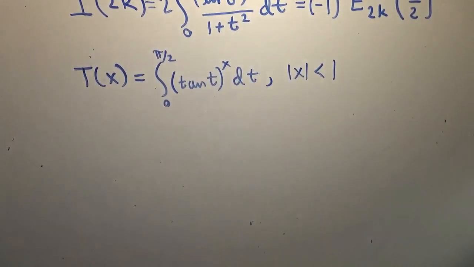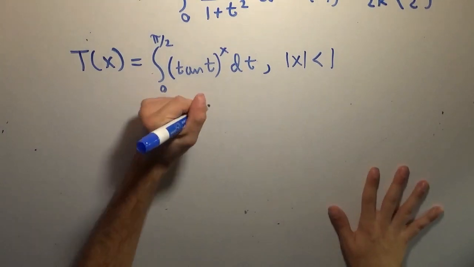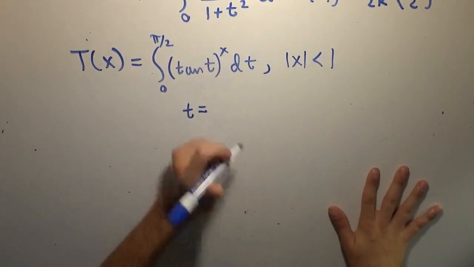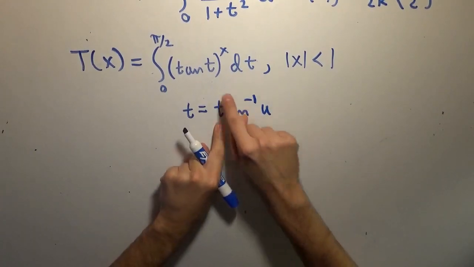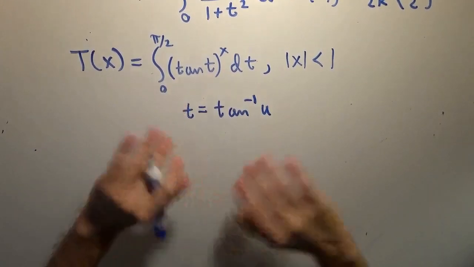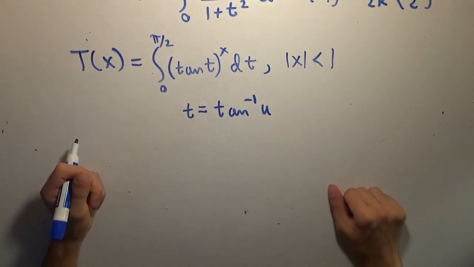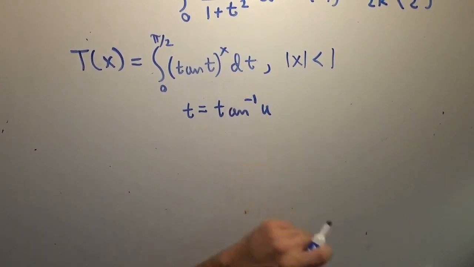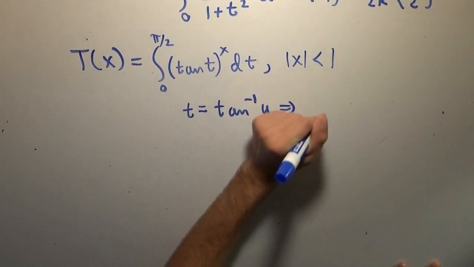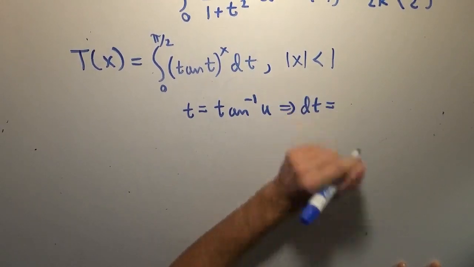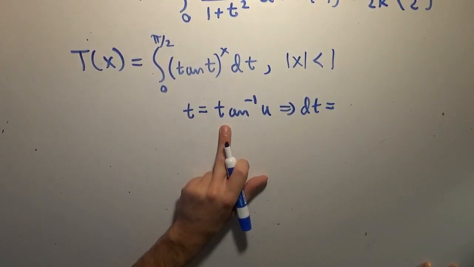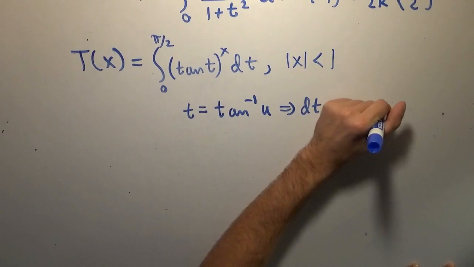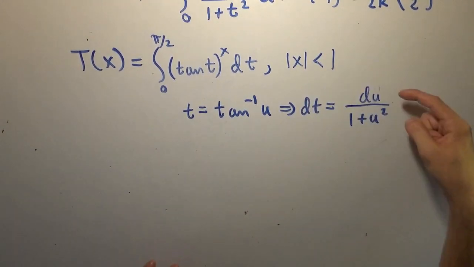So I need to make a u substitution here. We're going to let t equal the inverse tangent of u, so that when we plug this in for t, the tangent and the inverse tangent simply cancel, and we are back to just having a number to the power of x. But we can't just do that, we also have to replace dt, so we have to take the derivative of both sides, which means that dt is equal to, what's the derivative of the arctangent? It's 1 over 1 plus u squared, and we can just put the du in the numerator.